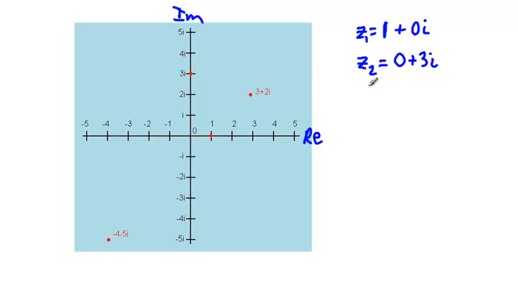We'll pick up 3 plus 2i as our third point, plotted 3 in the real, 2i in the imaginary. And our last one is -4 minus 5i, which represents -4 in the real and down 5i in the imaginary direction.